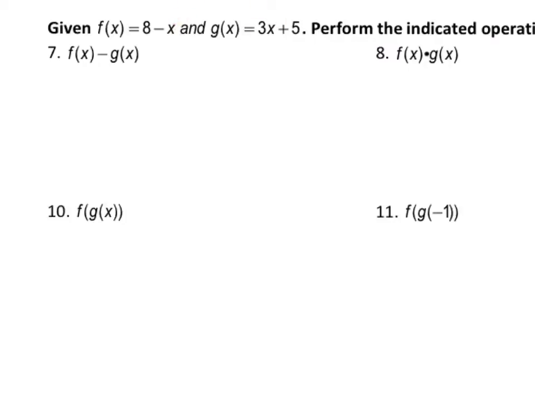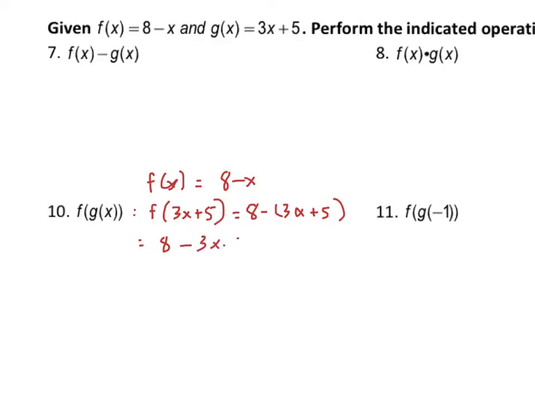So f of g of x, if I could write it out, is going to equal f of 3x plus 5, which is going to give me, well, f of x is 8 minus x, so f of 3x plus 5 would be 8 minus (3x plus 5). So essentially, all I do, like I said, is if f of x equals 8 minus x, then f of 3x plus 5 is going to equal 8 minus (3x plus 5). And that's going to be the way you do it. So altogether, that gives me 8, distribute, minus 3x minus 5. So it's going to be 3 minus 3x altogether.